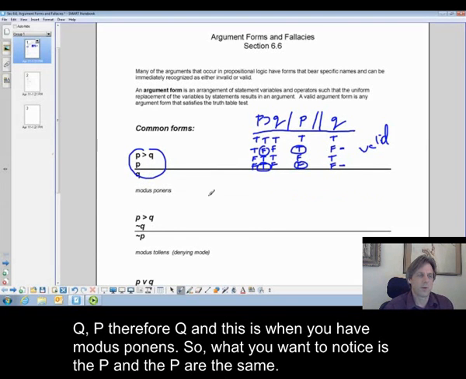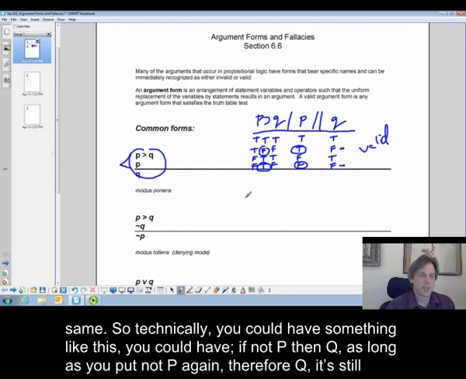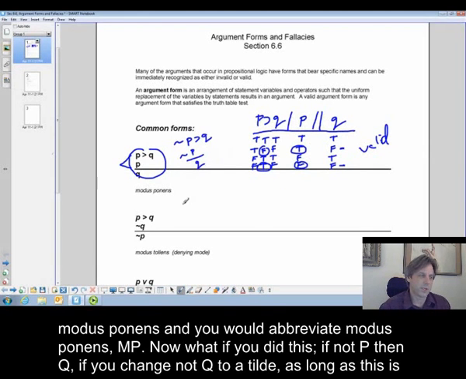If you have if P then Q, P, therefore Q, this is when you have modus ponens. So what you want to notice is the P and the P are the same, okay? Whatever this proposition is, this proposition has to be the same thing. This antecedent. Whatever this consequent is, the consequent has to be the same. So technically, you could have something like if not P, then Q. As long as you put not P again, therefore Q, it's still modus ponens. And you would abbreviate modus ponens MP.